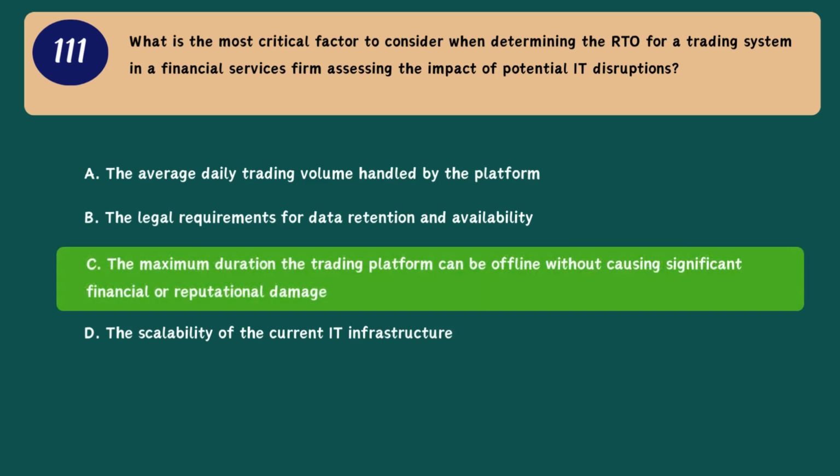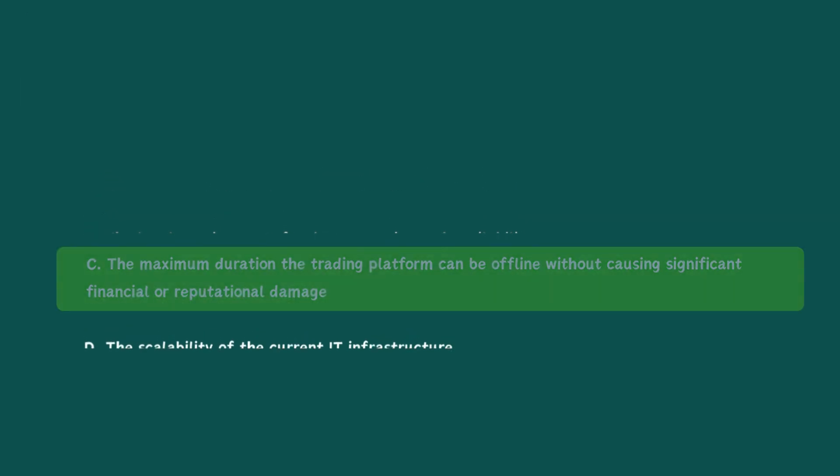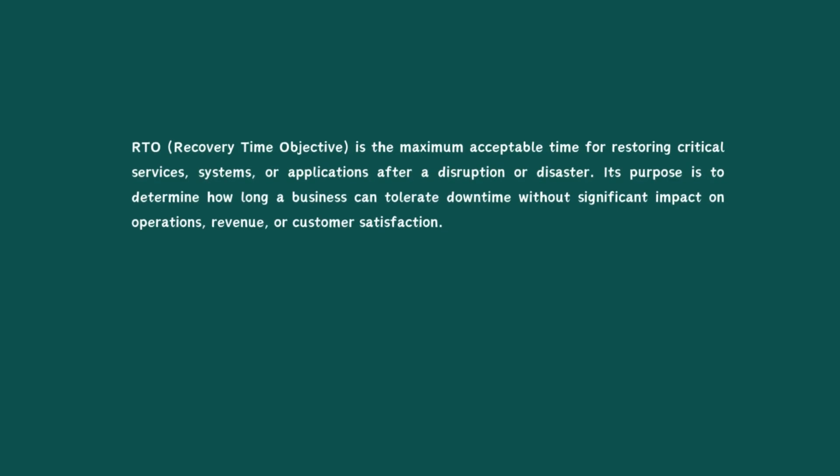Correct answer. C. The maximum duration the trading platform can be offline without causing significant financial or reputational damage. RTO, recovery time objective, is the maximum acceptable time for restoring critical services, systems, or applications after a disruption or disaster. Its purpose is to determine how long a business can tolerate downtime without significant impact on operations, revenue, or customer satisfaction.